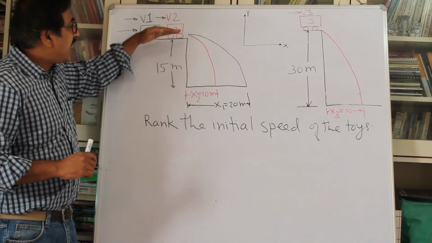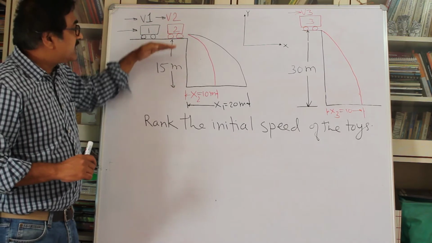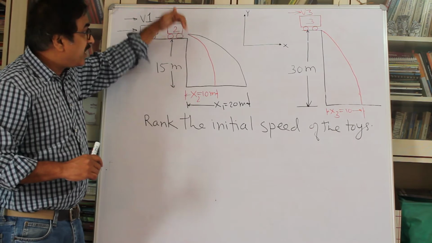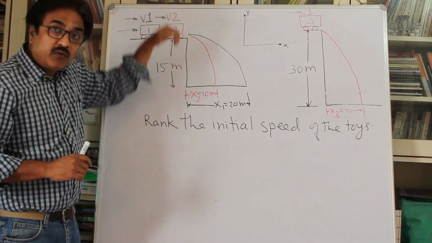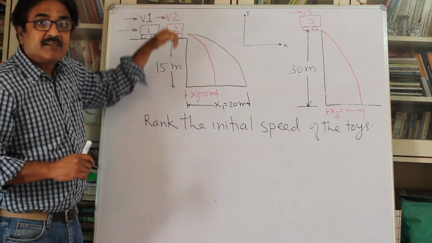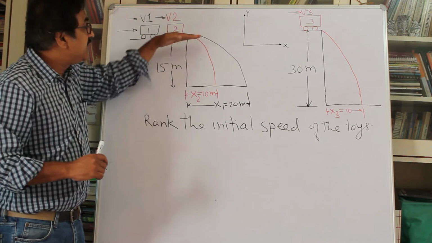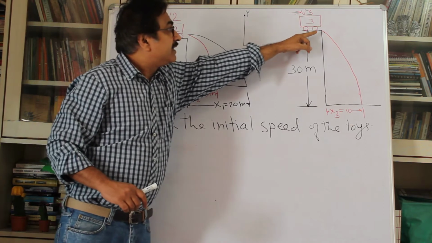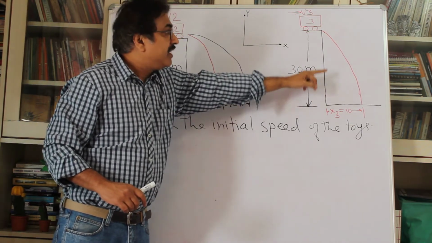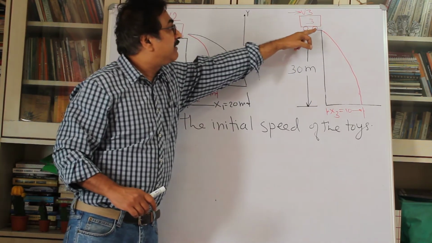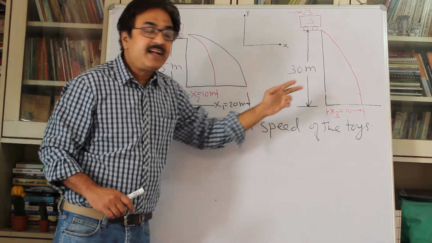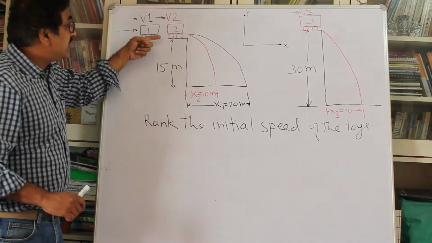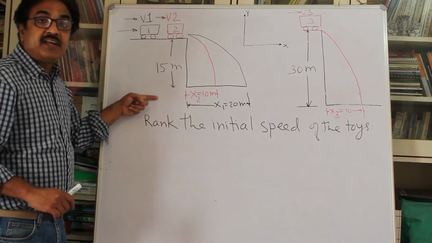To find out time, just consider the vertical distances. These two cars are going to travel a vertical distance of 15 meters. And for both the cars, the vertical component of initial velocity is going to be 0, because they are pushed horizontally. Similarly, this car is going to fall down, and its initial vertical velocity is also 0, right? But this car is going to travel 30 meters, whereas these cars are going to travel 15 meters.